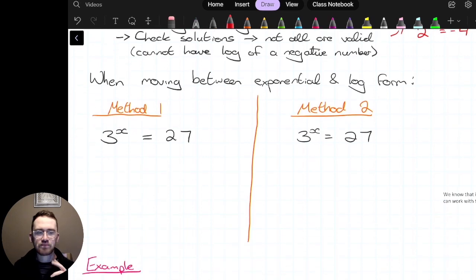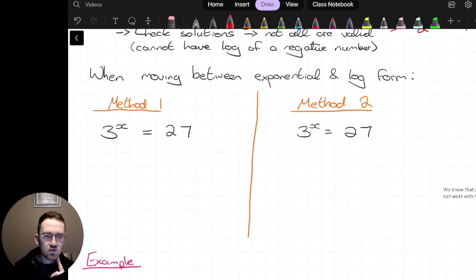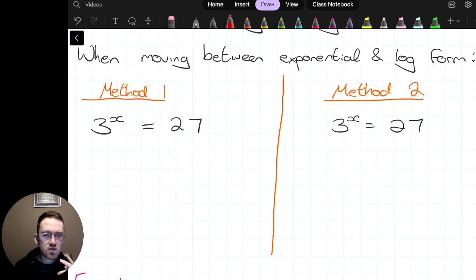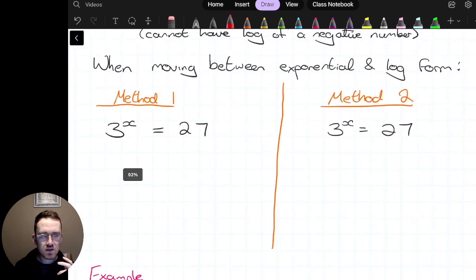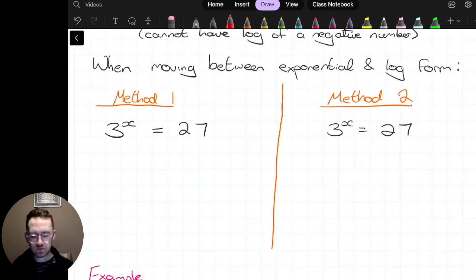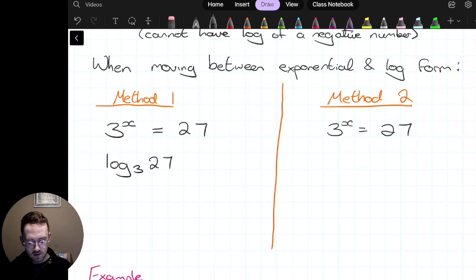So let's look at moving between exponential and log form. Okay, so if we're looking to move between exponential and log form, we need to try one of these two methods, and the first method is going to be the one that we've been using all along. We simply take our base number, we write it down here, we take that subject term down the bottom, and we write it being equal to x.